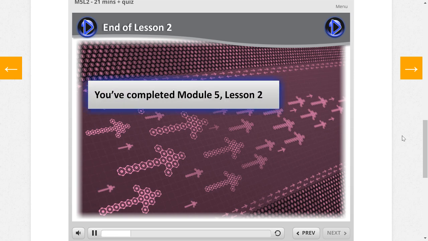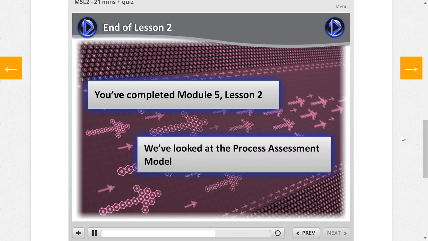Okay, that completes this lesson on the process assessment model. You learned about the process reference model, the process assessment model, and the measurement framework.